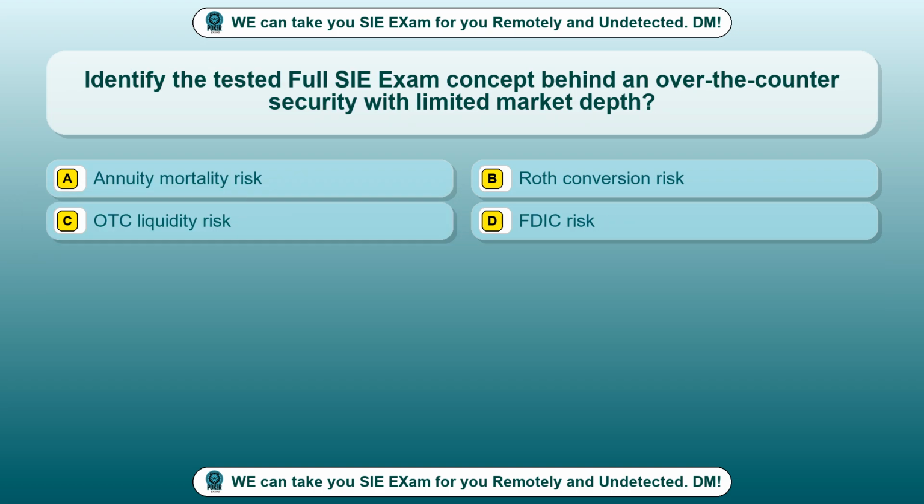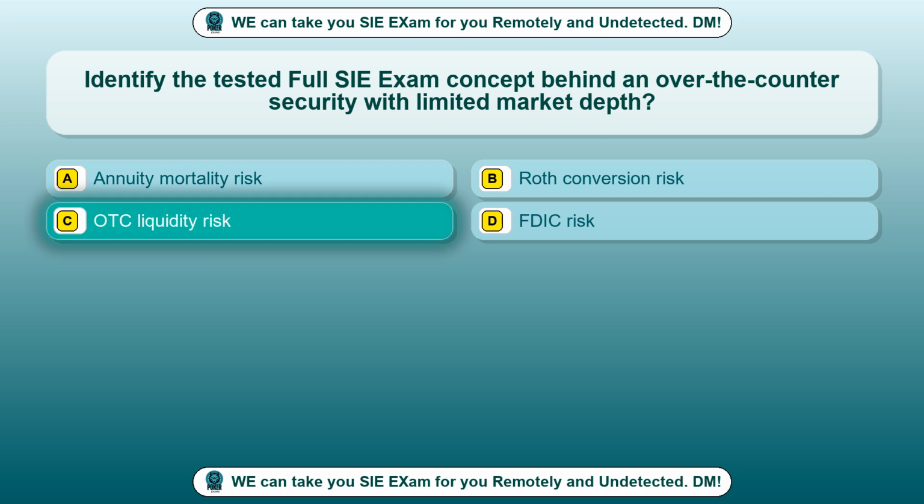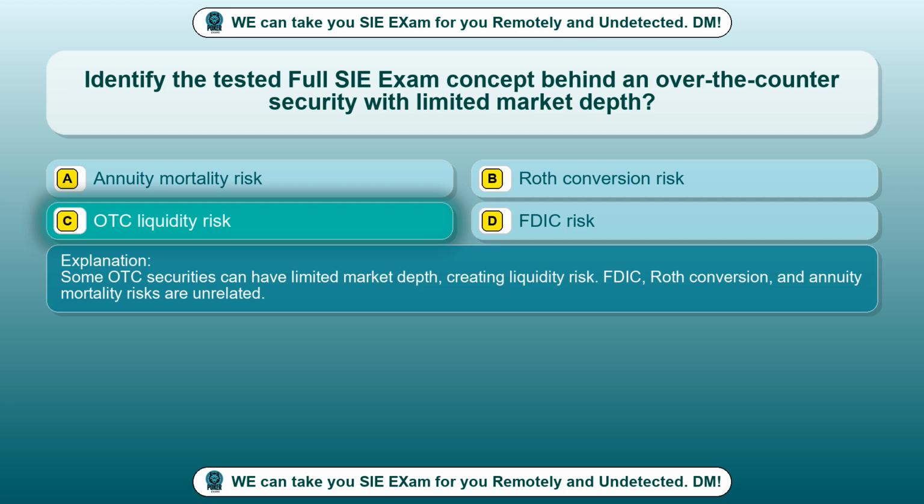Question 75. Identify the tested full SIE exam concept behind an over-the-counter security with limited market depth. Option A, annuity mortality risk. Option B, Roth conversion risk. Option C, OTC liquidity risk. Option D, FDIC risk. The correct answer is option C, OTC liquidity risk. Some OTC securities can have limited market depth, creating liquidity risk. FDIC, Roth conversion, and annuity mortality risks are unrelated.